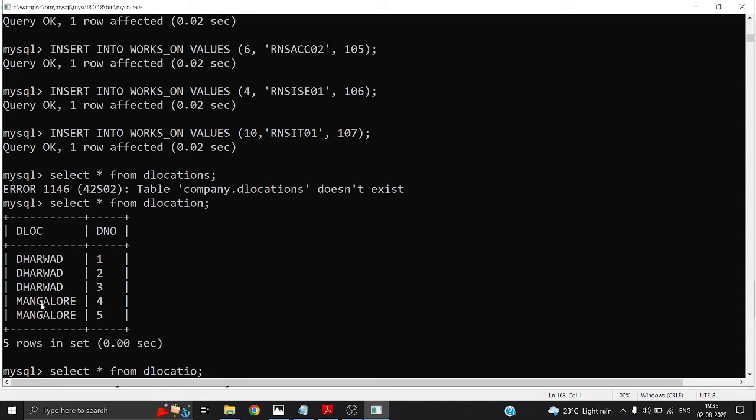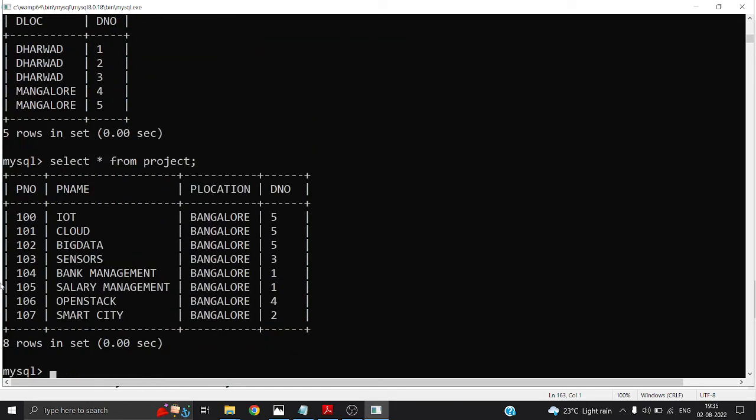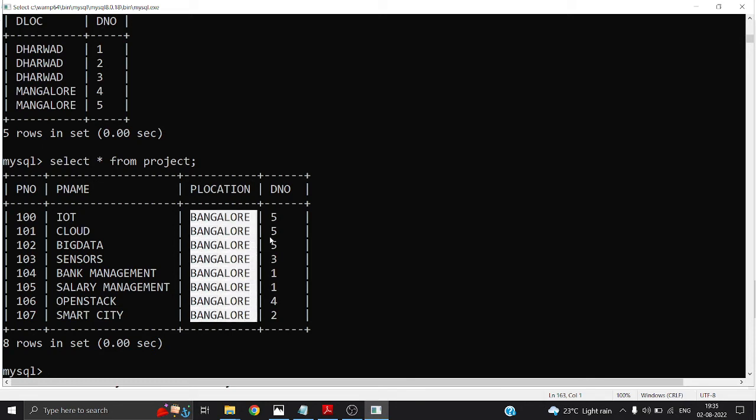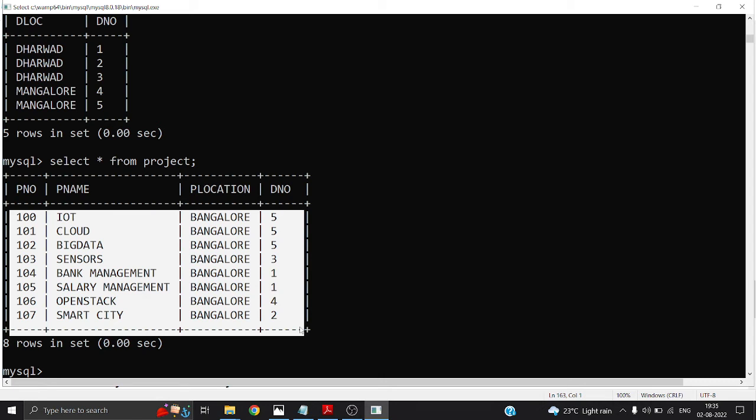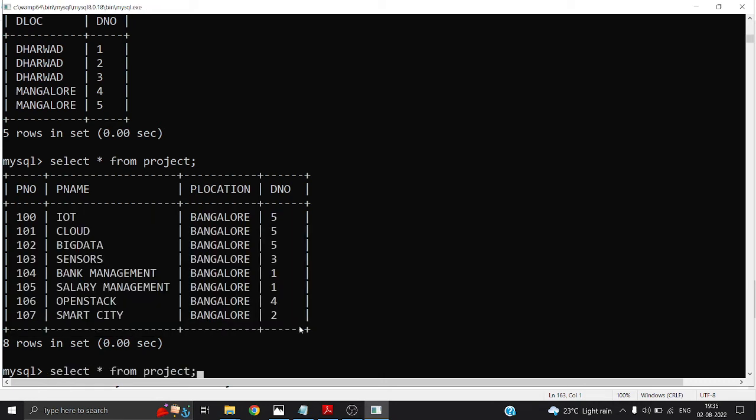Next we will move ahead with the project. In the project we are able to get the information about project number, project name, project location, followed by which department controls that project. You can see 100 to 107, nearly 8 projects are there, with project names from IoT to smart city, and these are the locations of all these projects. Bangalore, followed by department number 5, the CSE department controls these 3 projects, and again department 1 controls these 2 projects. Like that, every department controls one or other projects. According to that, we have added the records into the project table.